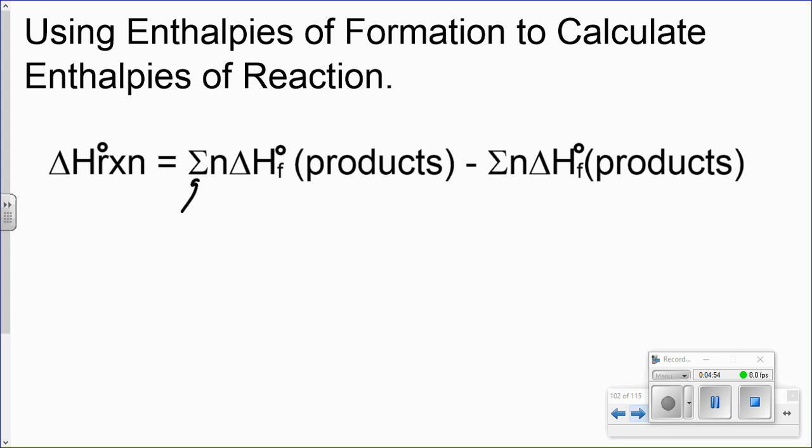Now, if you don't know what that is, that's a sigma, and that stands for sum of. So we're going to take the sum of in 2 cases. So I'm going to add a bunch of things up. What am I going to add up?